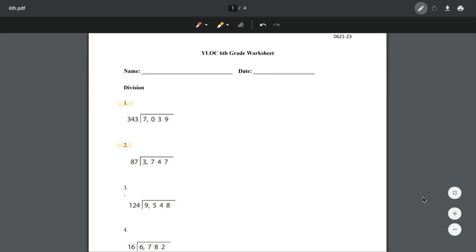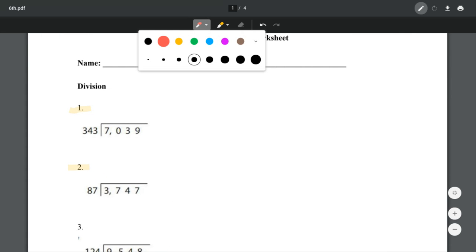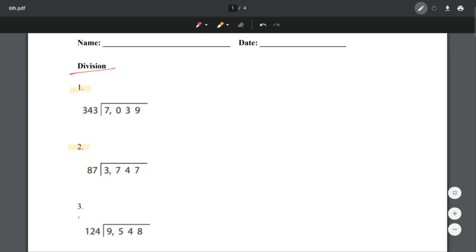Hey guys, this is lesson 23 and let's go ahead and get started with our first page. We are starting off with some division. They already have it formatted for us, so all we gotta do is just divide 7,039 by 343. Okay?